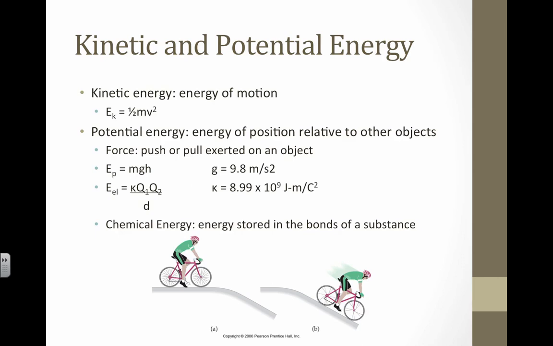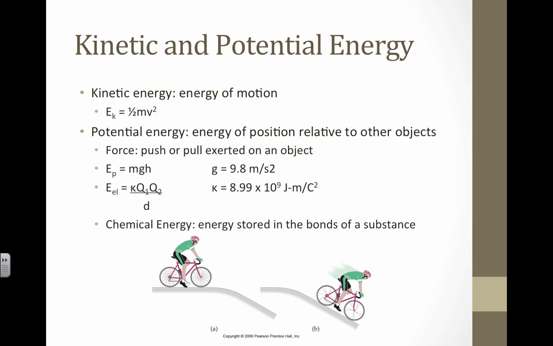In traditional Newtonian physics, potential energy is mgh, where m is the mass of the object, g is the gravity constant, and h is the height. So you can imagine if I have a boulder at the top of a hill, it would contain more potential energy than a boulder at the bottom of the hill.